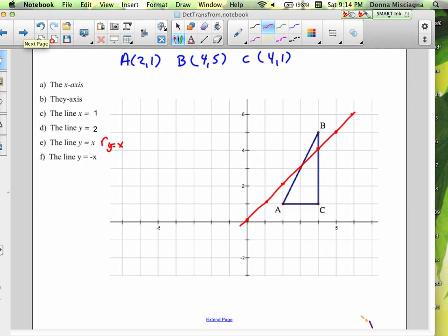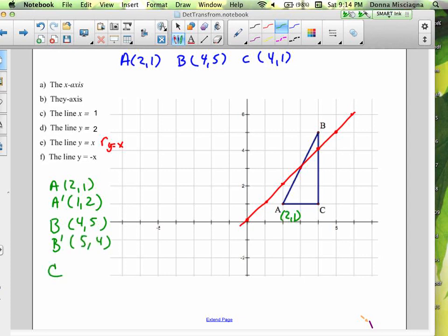All right, so A here is located at 2, 1. So A is 2, 1. A prime will be 1, 2. And B is 4, 5. B prime will be 5, 4. And C is 4, 1. C prime will be 1, 4. That's all we have to do. All right, that's how easy it is.